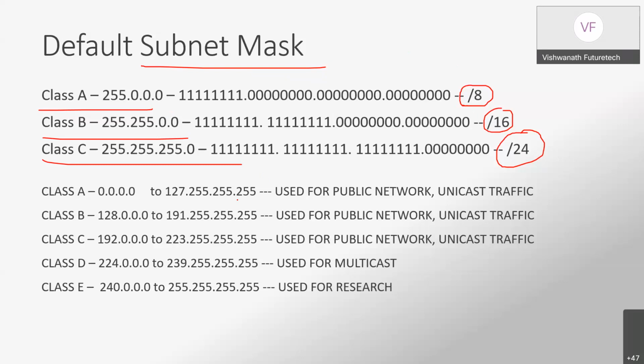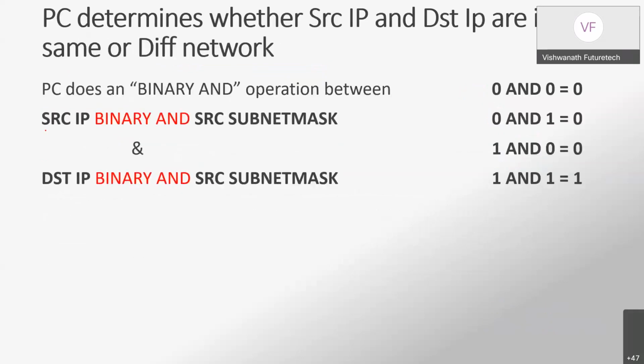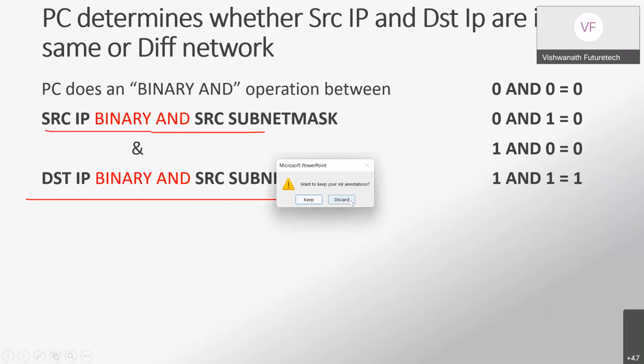With the IP address and the subnet mask, there is a technique where we can do an AND operation, which the PC does technically to find out which network it is in. This is how the PC does the AND operation between these two to figure out whether they are in the same network or not. I'm not getting into too much of this.